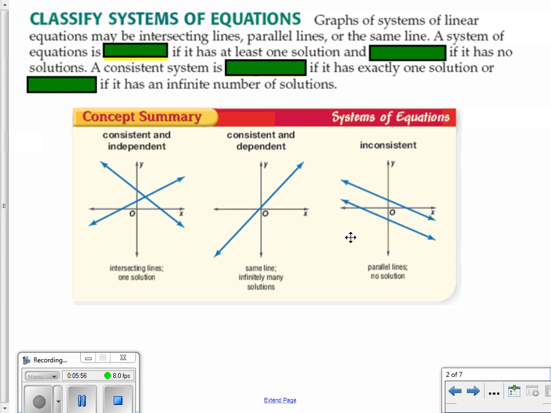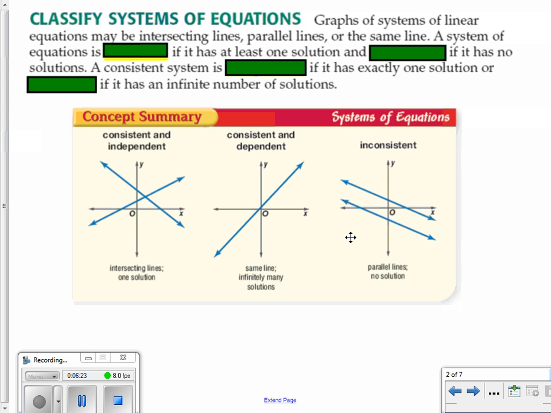Now, different systems can be classified as different things. So when we're looking at graphs of systems of linear equations, they may appear to be intersecting lines, they could be parallel lines, or they could even be the same exact line. If we worked with those equations and we got them into slope-intercept form, and they actually came out to be the same exact line, that is a possibility.